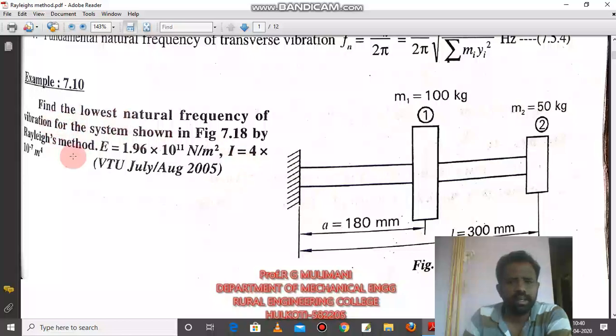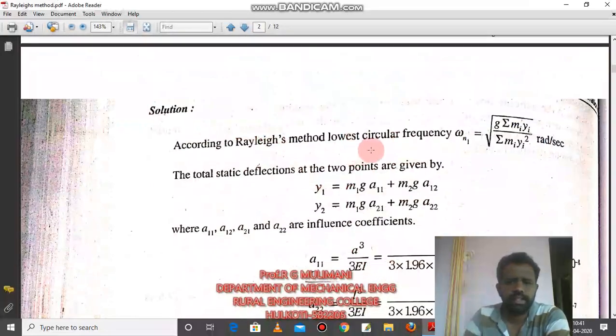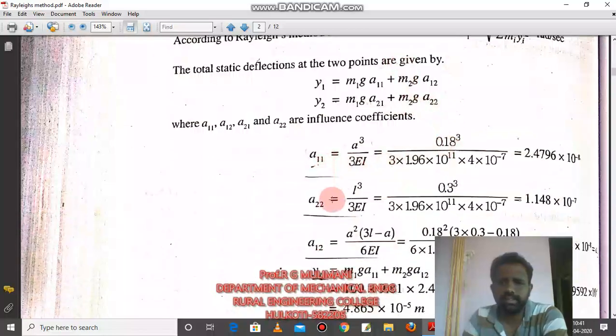We are finding the natural frequency by Rayleigh's method. I already told that we need y1 and y2 for a 2 degree of freedom system. First you find a11, a12, a21, a22. These are the influence coefficients. I already told how to find the influence coefficients in my previous videos; you refer to it. Now a11, a22, a12 are calculated here.